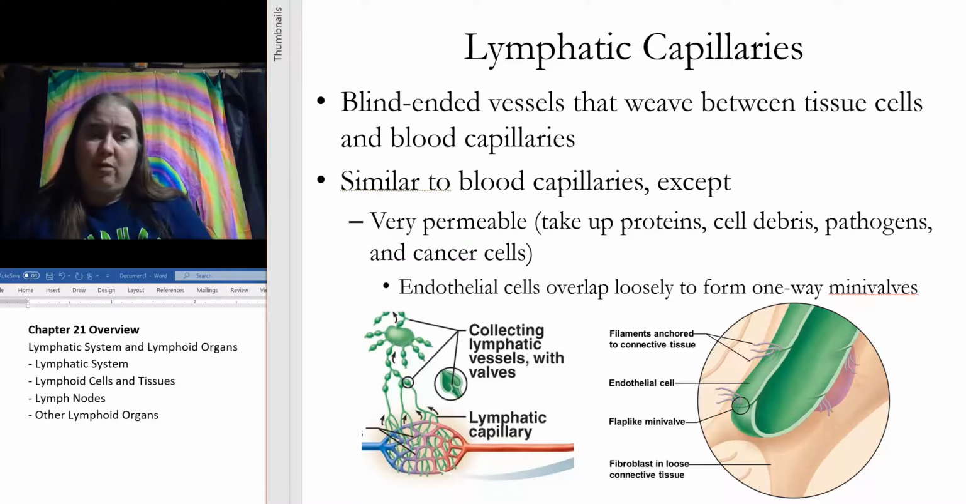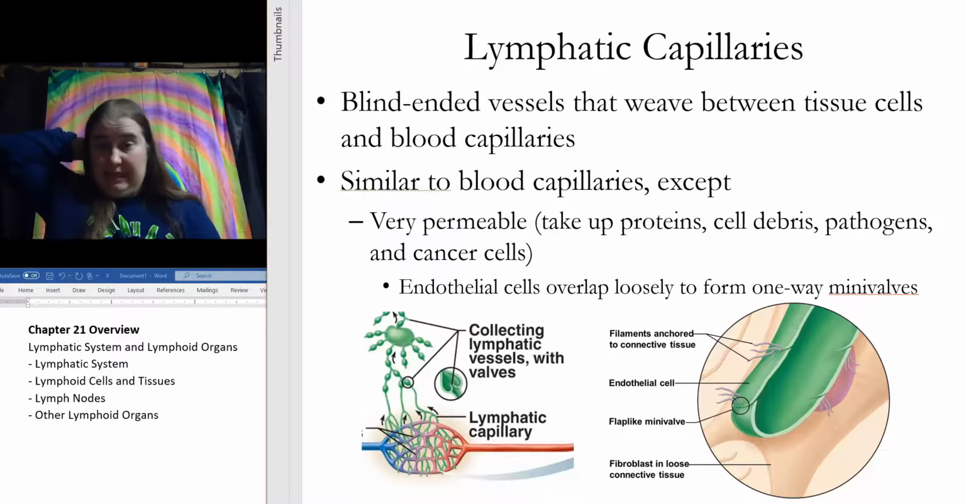Let's first look at the lymphatic capillaries. These are what we call blind-ended vessels, which means they have a dead end to them. They're not continuous like we think about when we think about vessels.